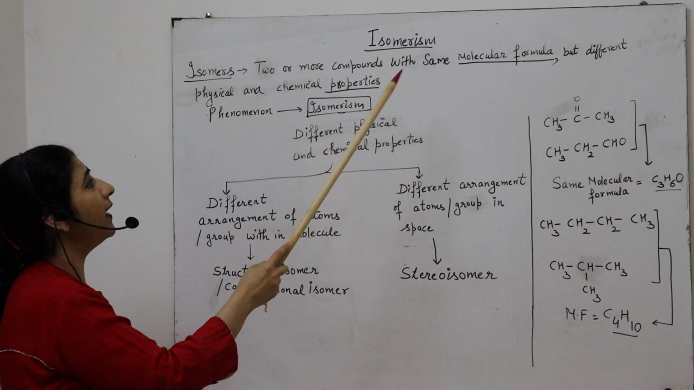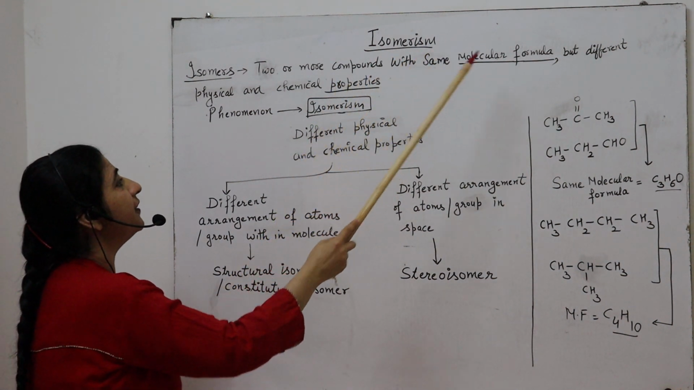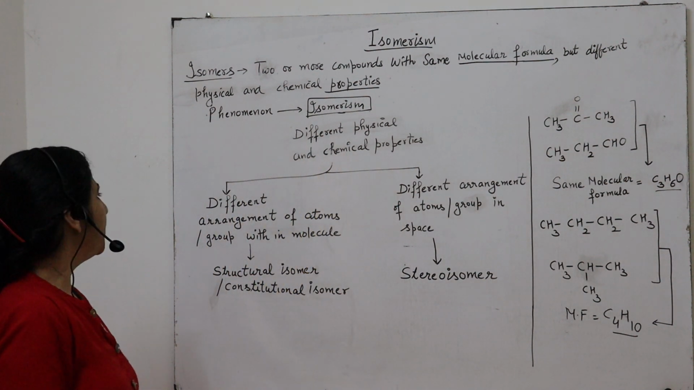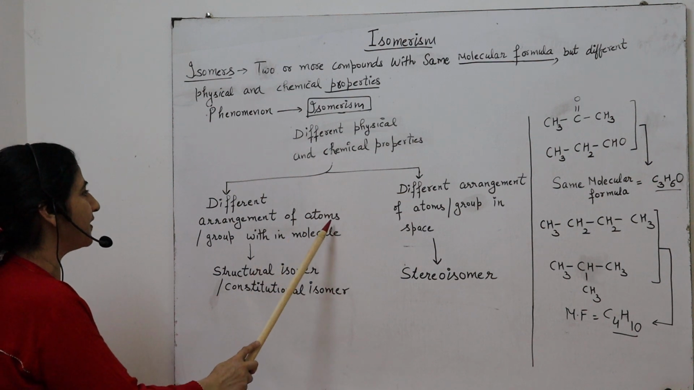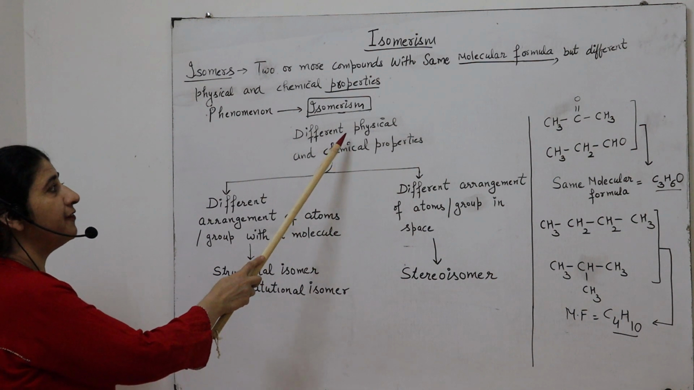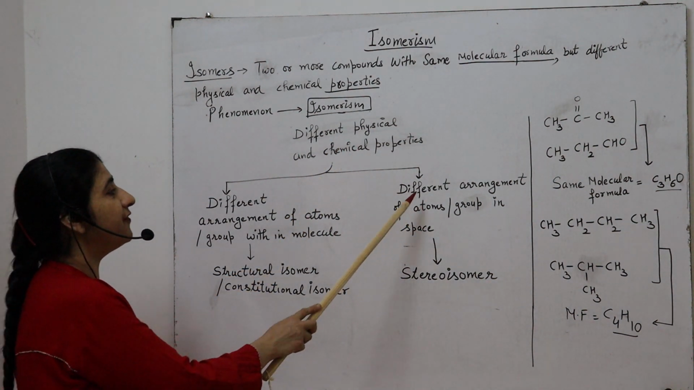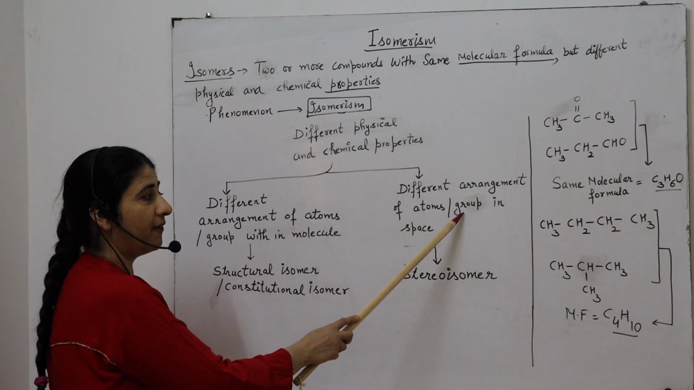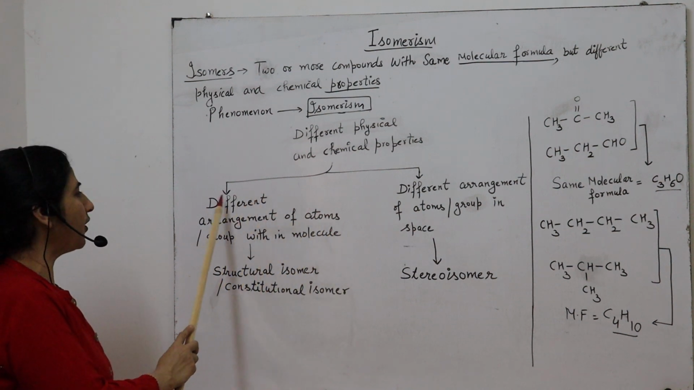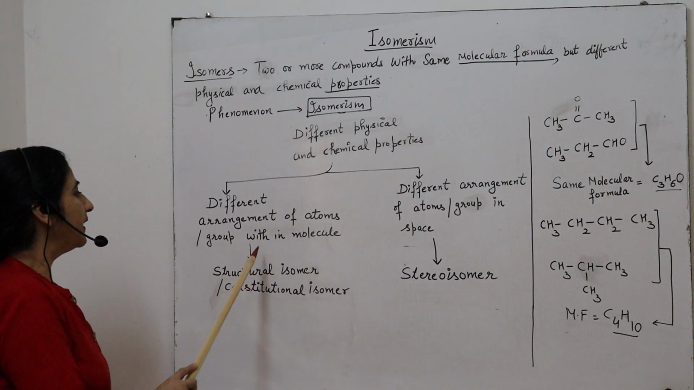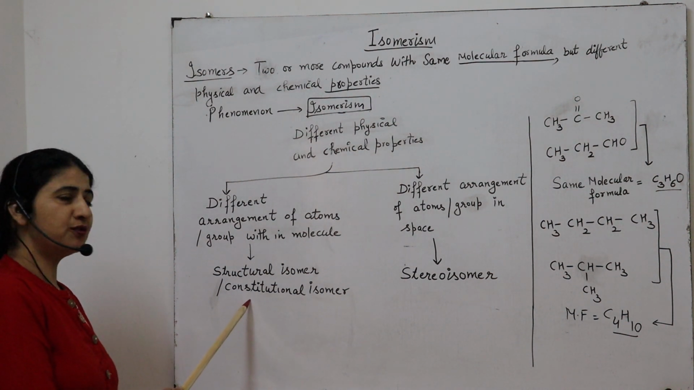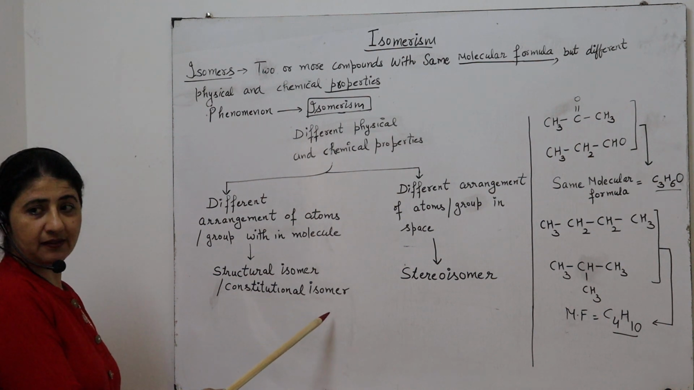So let's start. Why do different compounds have different physical and chemical properties? This is due to two reasons. Number one is a different arrangement of atoms or groups within a molecule. The second reason is a different arrangement of atoms or groups of atoms in space. When the difference is due to the arrangement of atoms or groups within a molecule, then the isomers are known as structural isomers, or we can also say constitutional isomers.